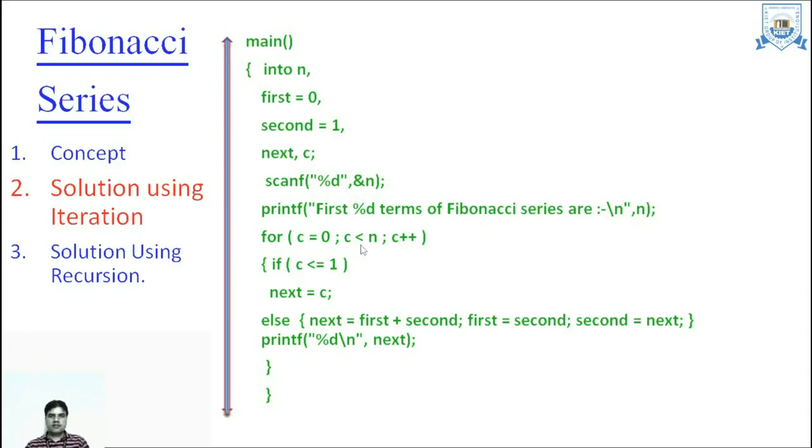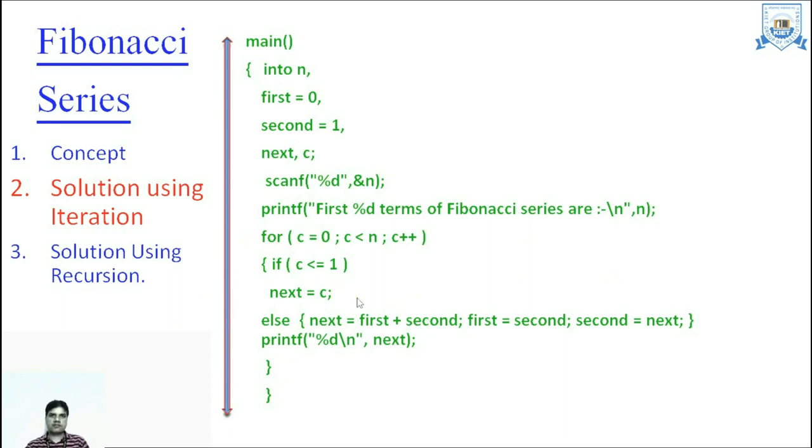We'll start the loop from 0 to less than n, because 0 means the 0th term, that is 0, and 1 means the first term, that is 1. These are two terms which are fixed. First and second we will use in the else block, but you know that the first two terms are predefined. So if the c value is either 0 or 1, there is no need of calculating the term, we can directly print that. So in that case the next is c, if c is less than or equal to 1. Else next is first plus second.